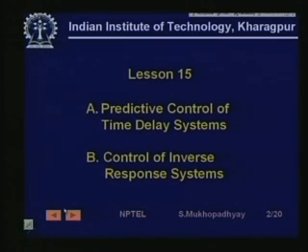A very good morning to you. Today we are going to look at lesson number 15 of this course, which is on two topics: A, predictive control of time delay systems, and B, control of inverse response systems. So we are going to look at two special kinds of processes which arise in the industry in various contexts, and we are going to see special configurations for controlling these processes.